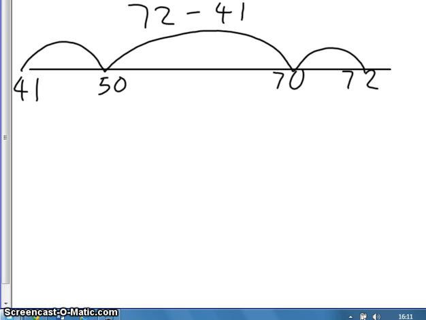Now it's a case of finding out how much is here. 41 plus something is 50. In this case it's plus 9. 50 plus something is 70. In this case it's plus 20. And 70 plus something is 72. In this case it's plus 2. Altogether 20 plus 2 plus 9, or 9 plus 2 plus 20, whichever way you want to go around doing it, makes 31. And the answer here is 31.